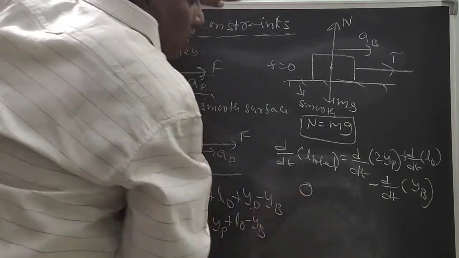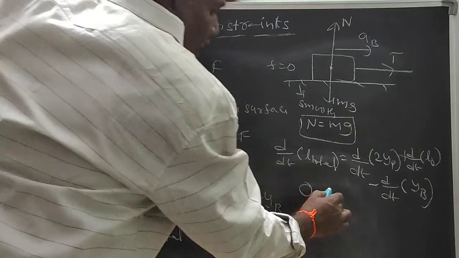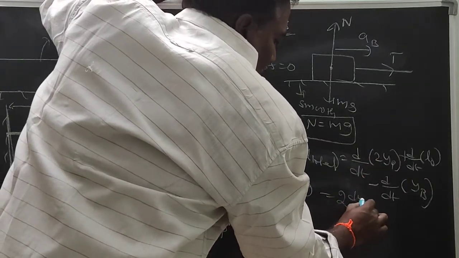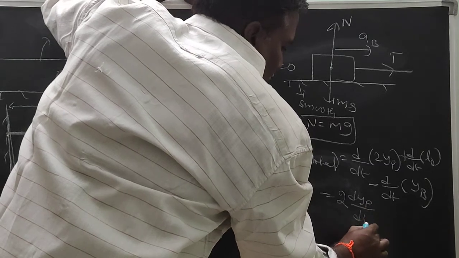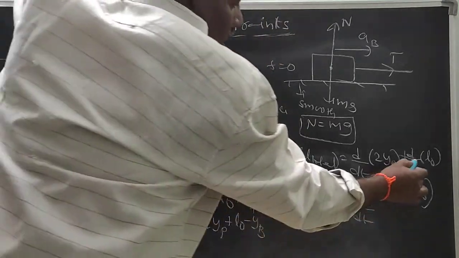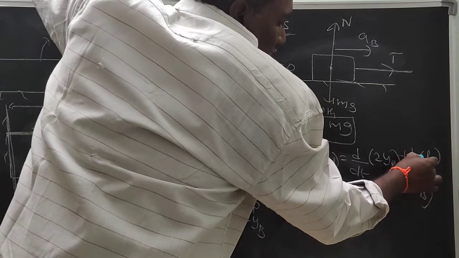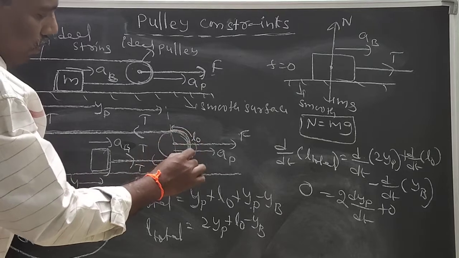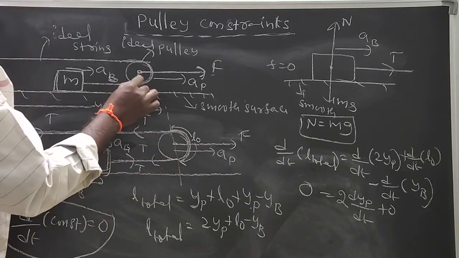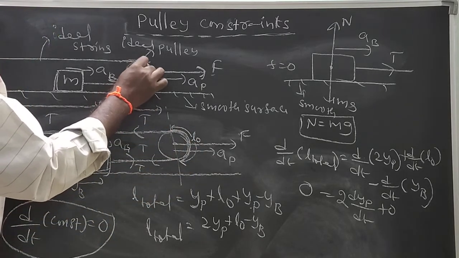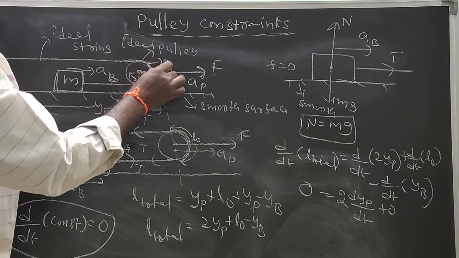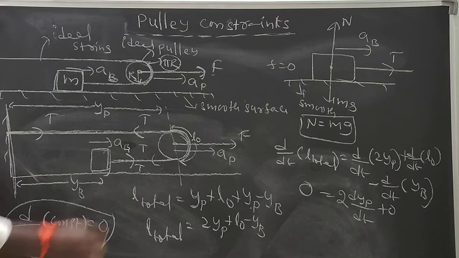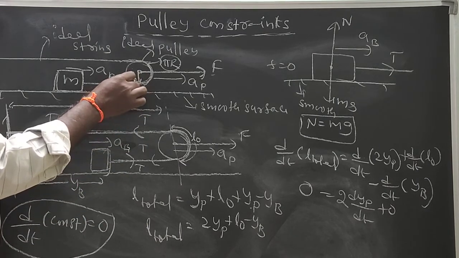This differentiation is 0. Here d by dt of 2yP can be written as 2 into dyP by dt. Again, differentiation of a constant is 0. Why? This half part, if you take the radius of this pulley as r, this half part is pi r. This pi r is always constant.